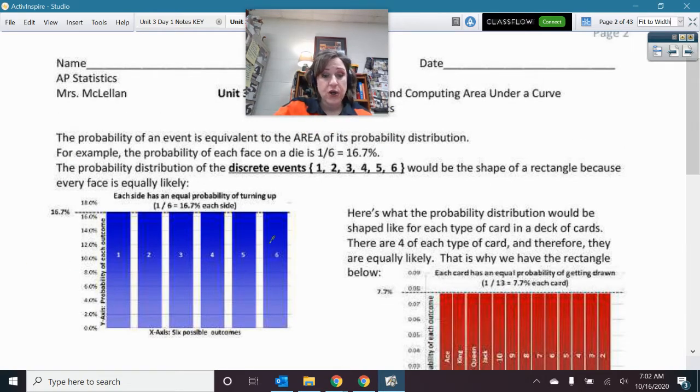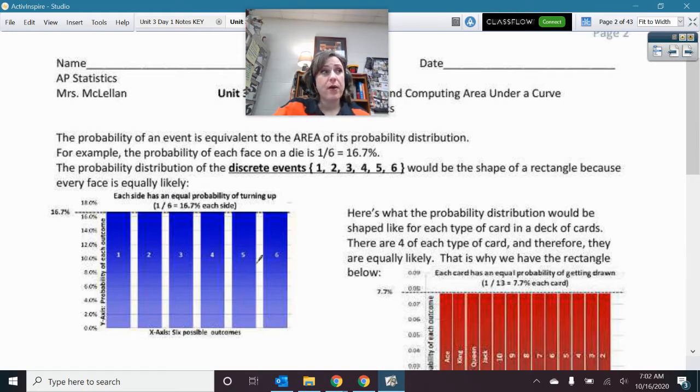Here is a bar graph, because these are categorical, the sides of the die. These are discrete events, so there's a finite, countable number of possibilities. We could get a 1, 2, 3, 4, 5, or 6, and those are equally likely. So in essence, we have this uniform or rectangular shaped object.